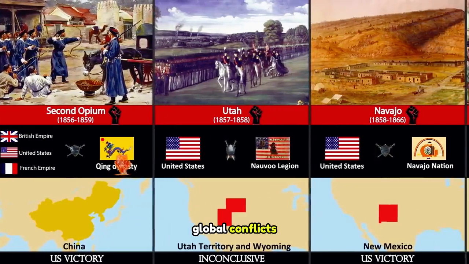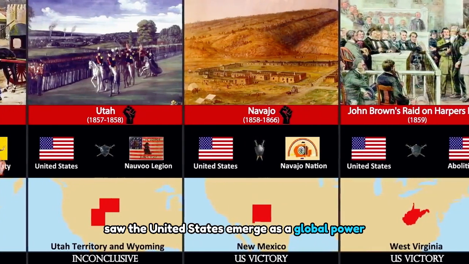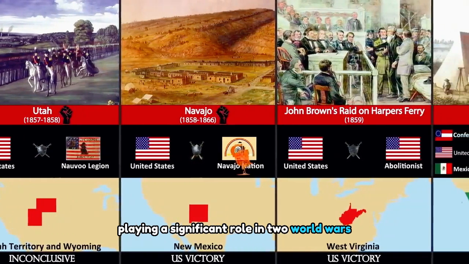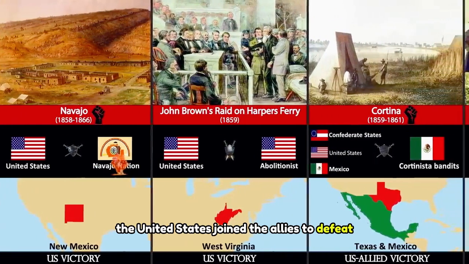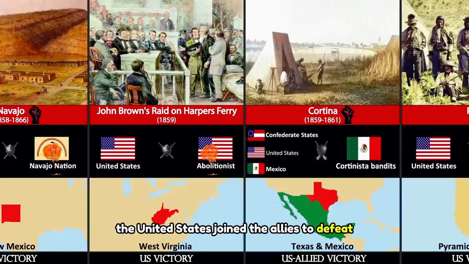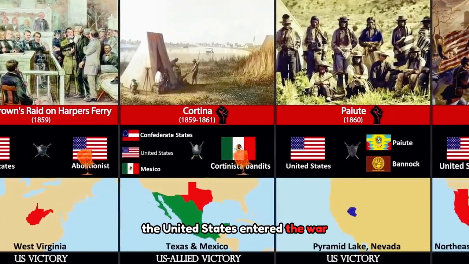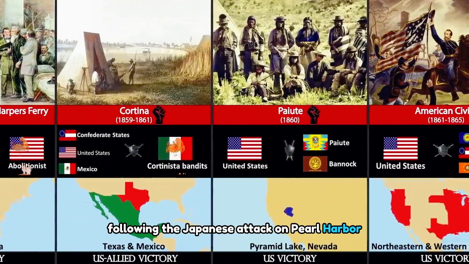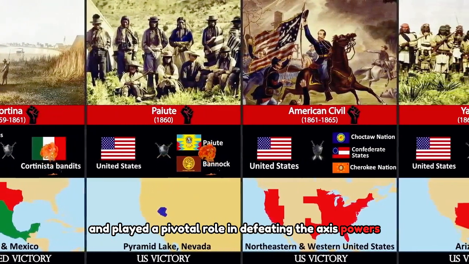World Wars, global conflicts. The 20th century saw the United States emerge as a global power, playing a significant role in two world wars. In World War I, the United States joined the Allies to defeat the Central Powers. In World War II, the United States entered the war following the Japanese attack on Pearl Harbor and played a pivotal role in defeating the Axis powers.